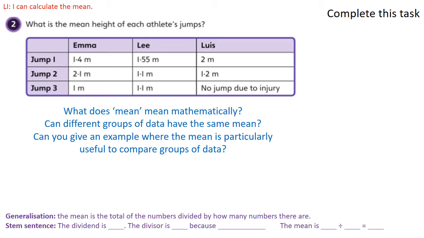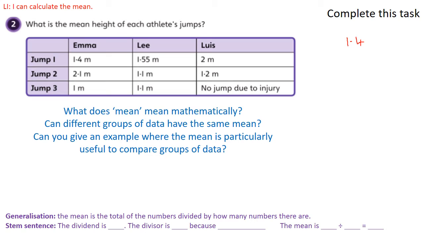Okay, what is the mean height of each athlete's jump? Let's do Emma's together, and then I want you to pause the video and have a go at Lee's and Lewis's. But let's start with Emma. So 1.4 metres in jump one, 2.1 metres, and then 1 metre. So I'm just going to add those up first. So I'm going to do it as a column.